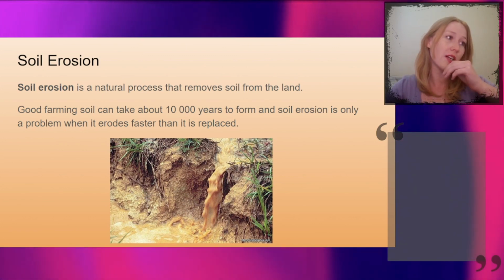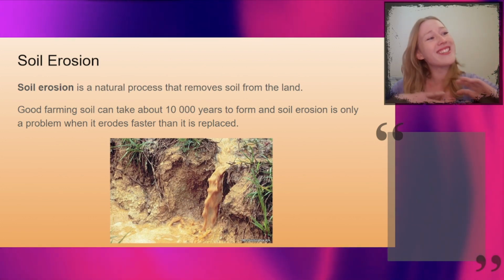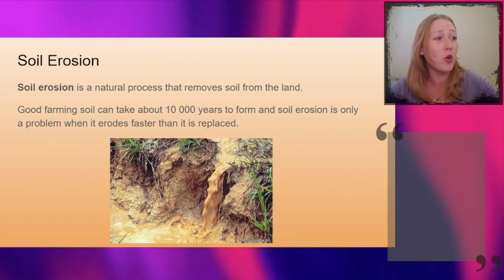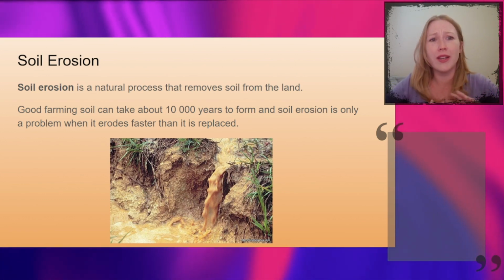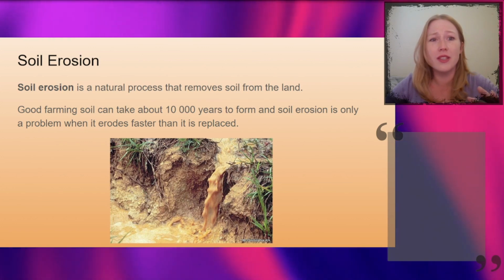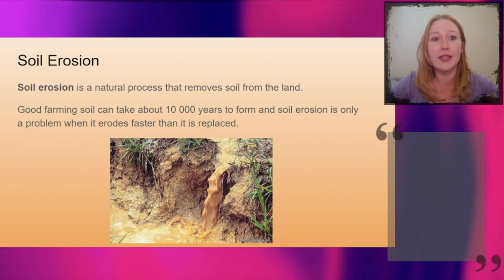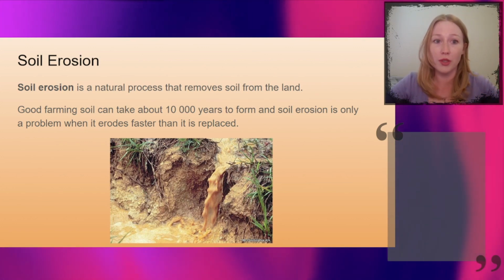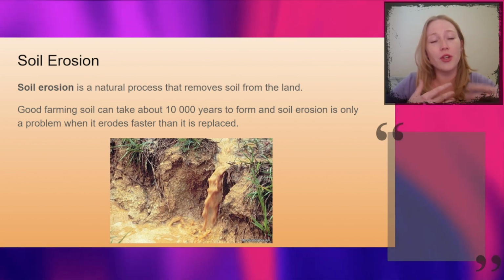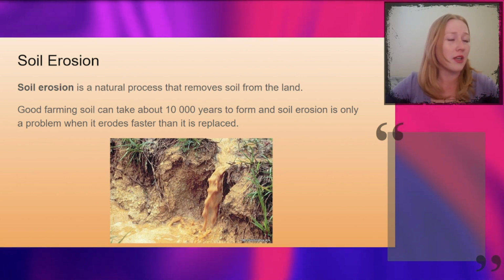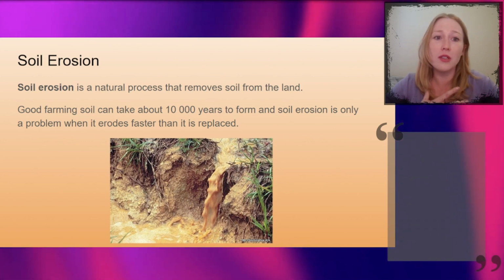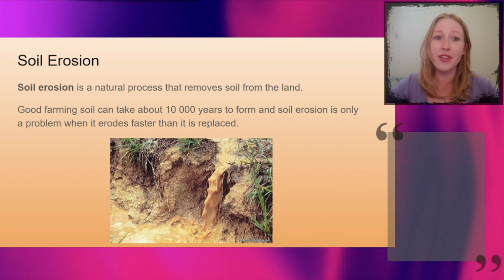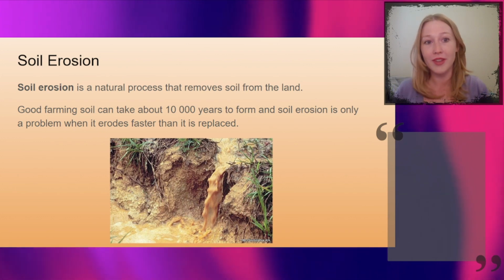So in this reference, I found that it takes about 10,000 years for soil to form. In another one, it said about 20,000 years. It completely depends on the environment that the soil is forming in. So it depends on the humidity and the organic material, the types of things that live there, and we're going to unpack all of that still.